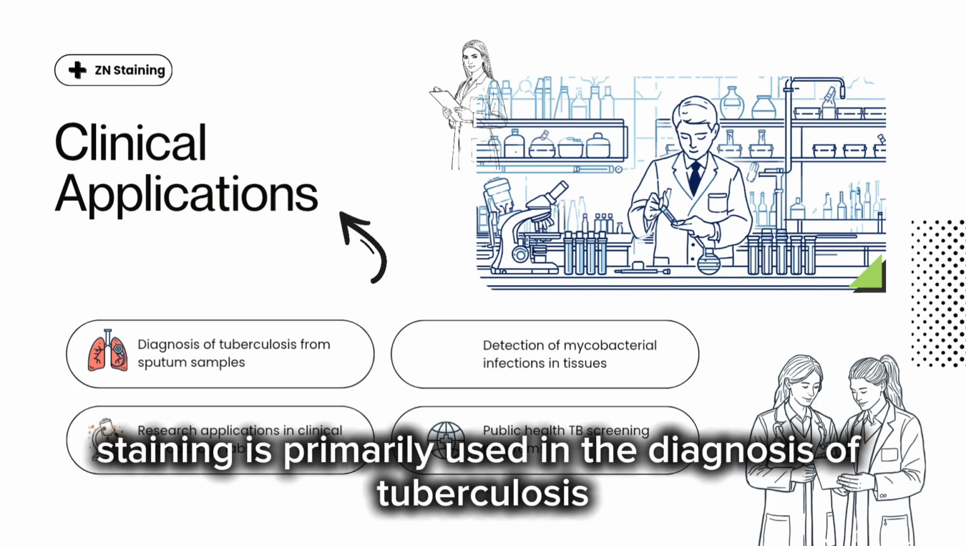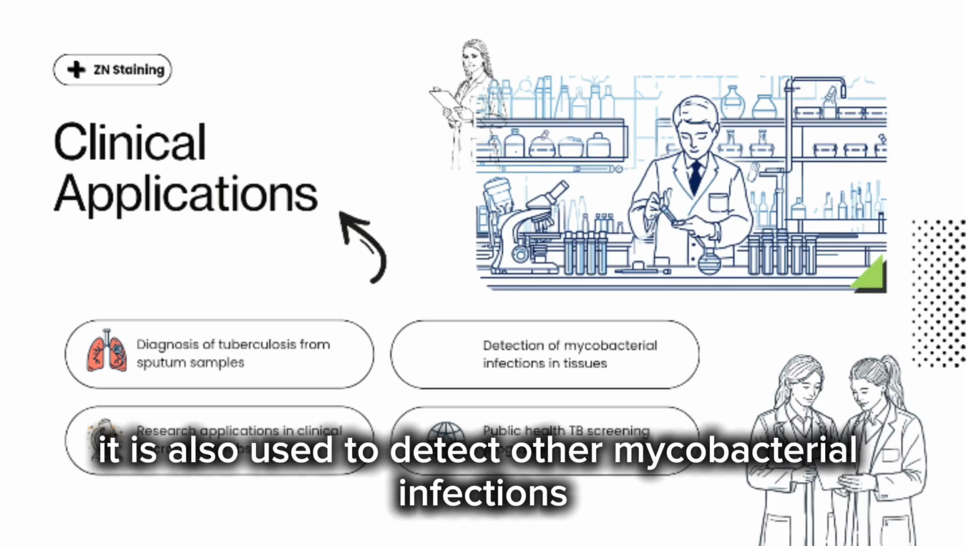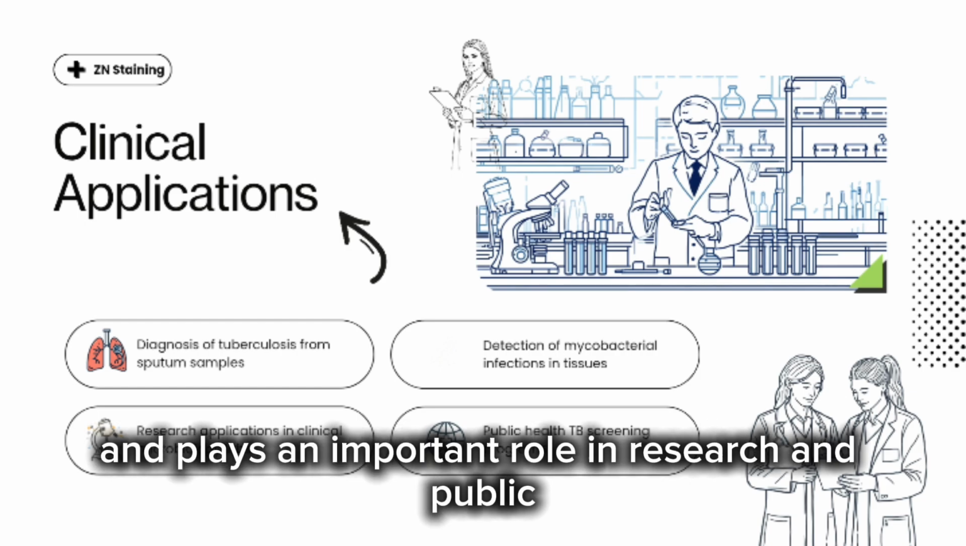Ziehl-Neelsen staining is primarily used in the diagnosis of tuberculosis. It is also used to detect other mycobacterial infections and plays an important role in research and public health screening programs.